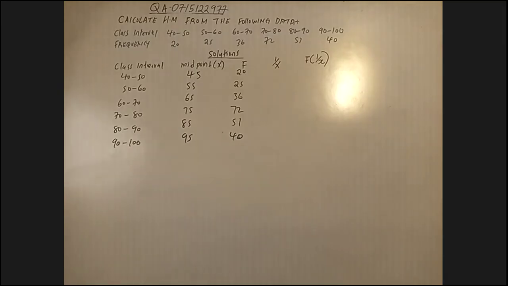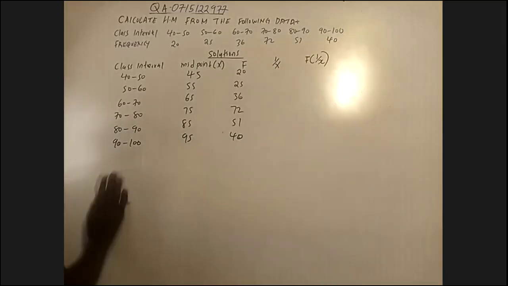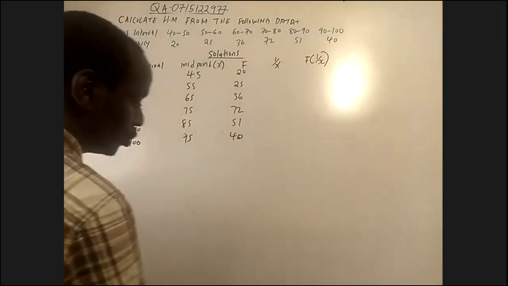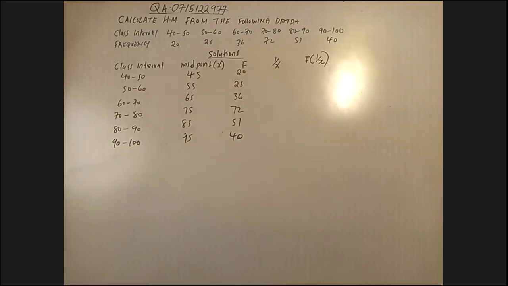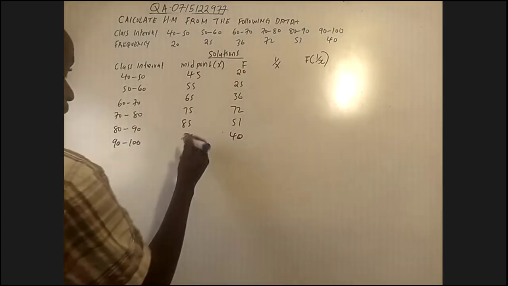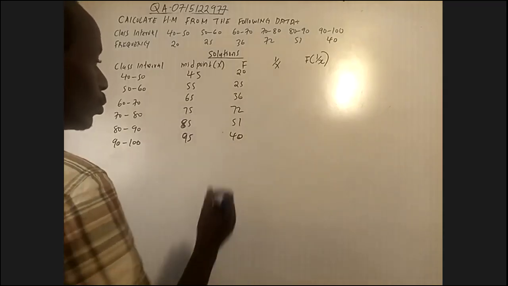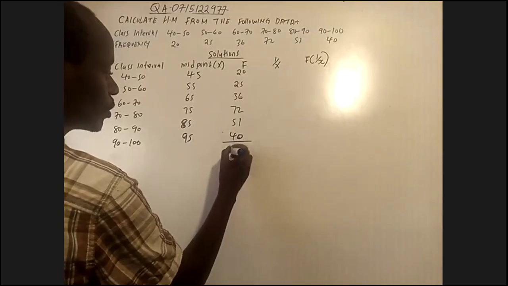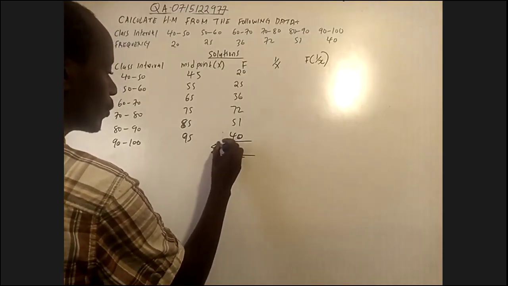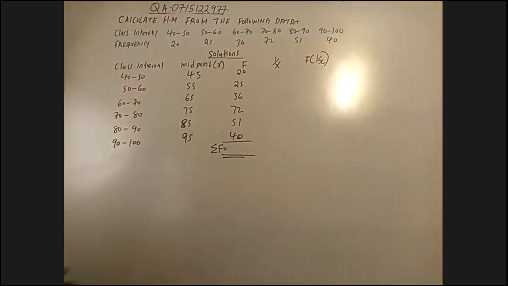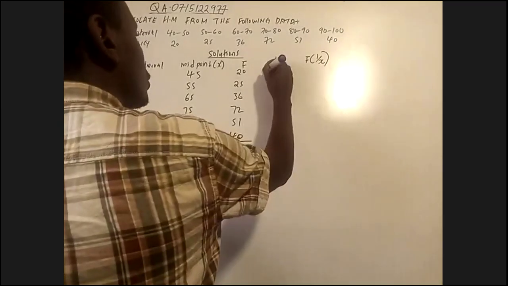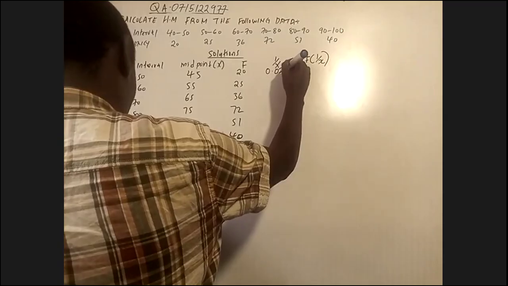So by tomorrow evening, you must be able to do every question in the first paper. If you see you cannot, then you need to revisit your books. Now total frequency, let us go with this one, summation of frequency. And then 1 over x, so 1 divided by 45 is 0.0222.